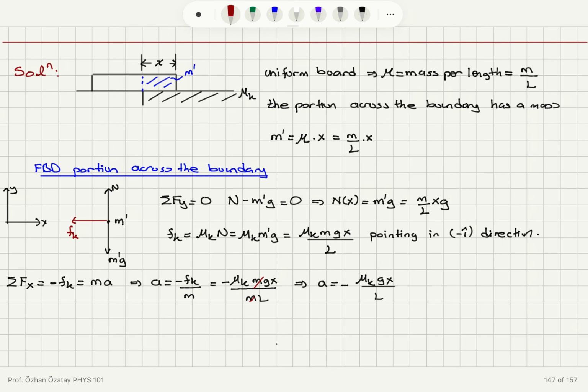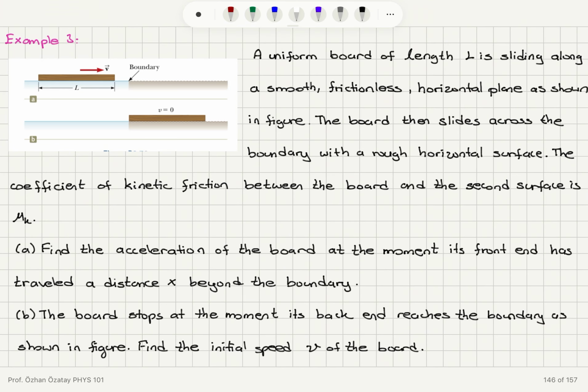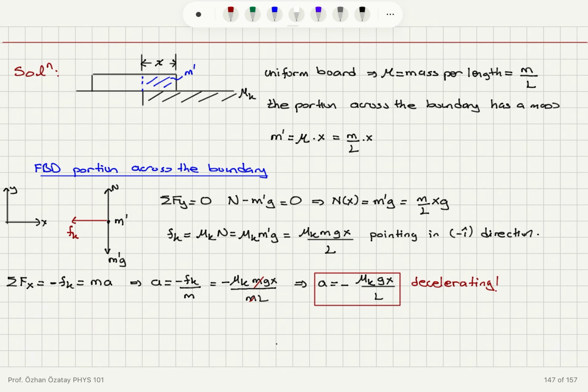So at the moment its front end has traveled a distance x across the boundary, the acceleration is minus mu k g x over L, and it is basically decelerating. It has an initial speed v, as you can see here, and final speed 0, therefore it must be decelerating as it moves across the boundary, and this is what I find. There is a deceleration. Acceleration is minus mu k g x over L.